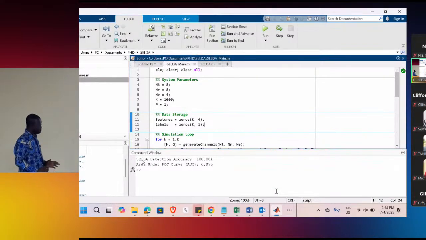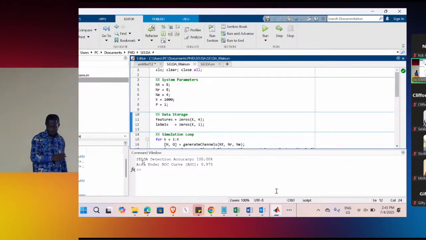So here is my MATLAB. I don't know if those of you online can see, but it's very perfect, right? So those of us in here, we are having some deficiencies. We can't see everything properly.